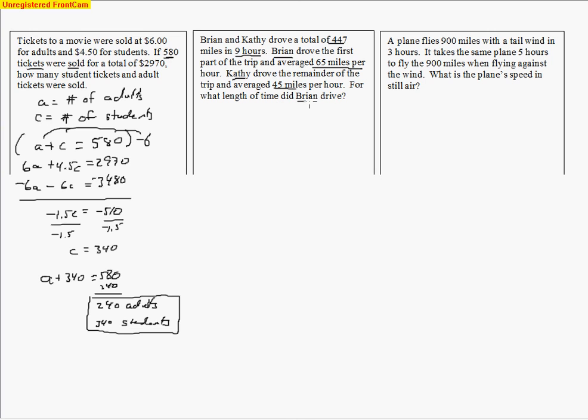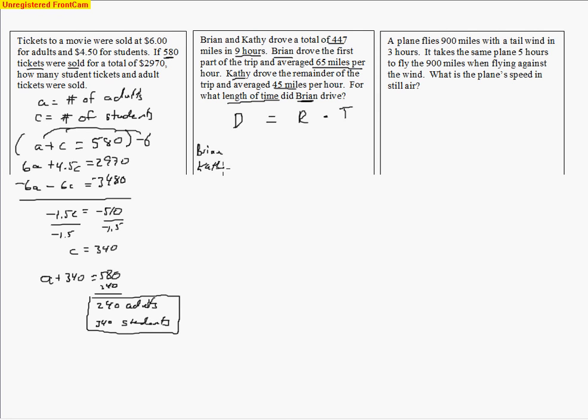So for what length of time did Brian drive? Okay, so once we go to what they're asking for, that's going to tell us where our variables go. So we've got distance equals rate times time. That's the formula we're using. So now we're just going to write two equations, one for Brian and one for Kathy.